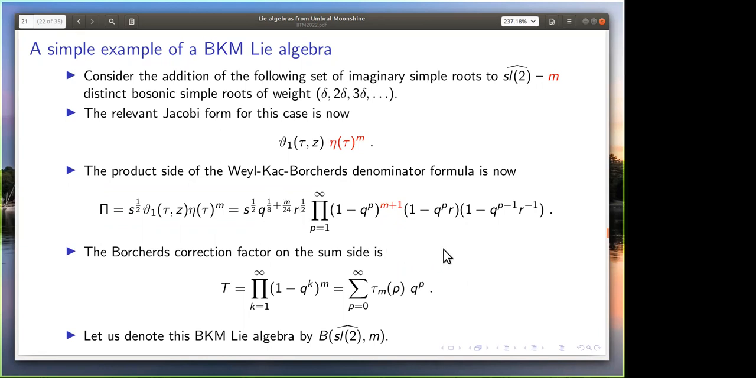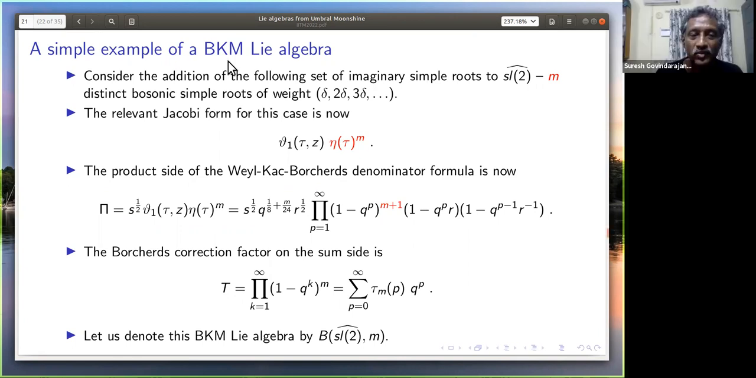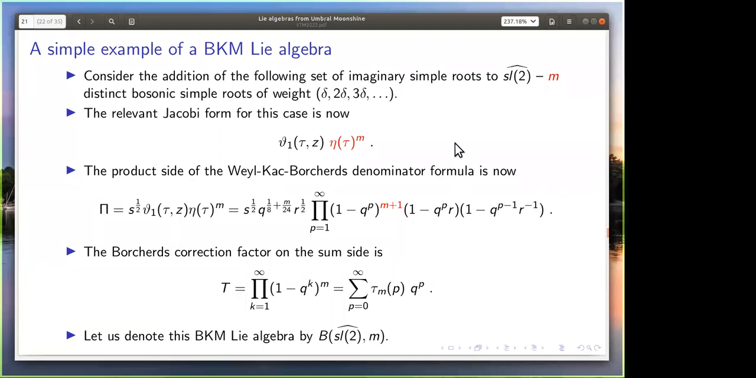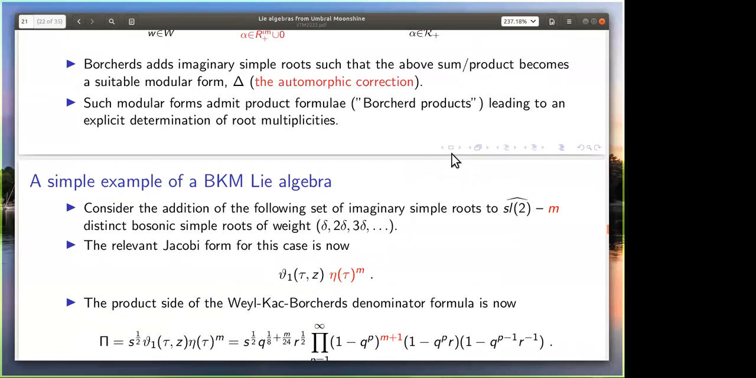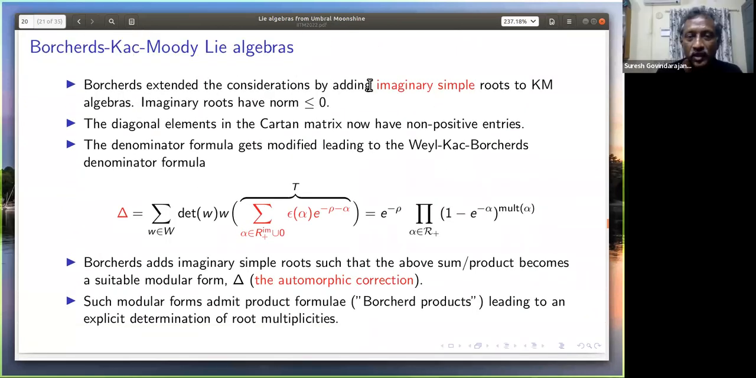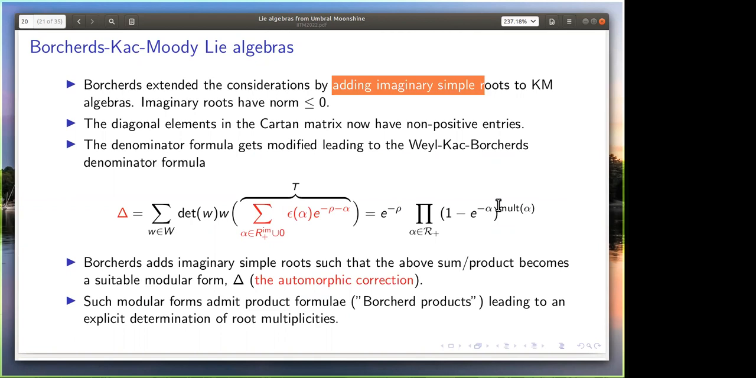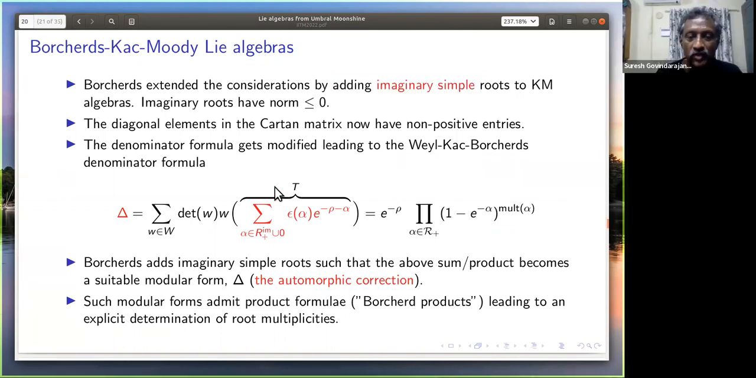Okay. Suresh, just one simple question. What's a BKM Lie algebra? Borcherds-Kac-Moody. So it's Borcherds' modification. That's fine. What does this Borcherds' modification involve? Adding imaginary simple roots. Ah, okay. And that leads to a modification on the sum side. That's all you need to remember.